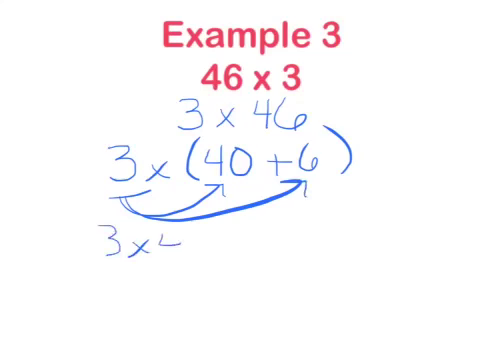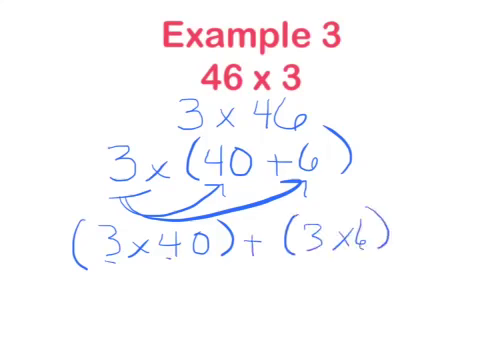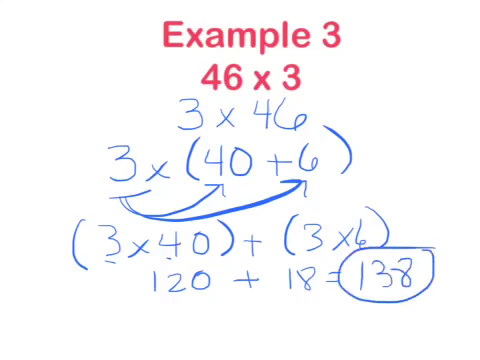3 times 40 plus 3 times 6. Now multiply your basic math facts. 3 times 40 is 120 plus 18. 138 is your final answer using the distributive property.